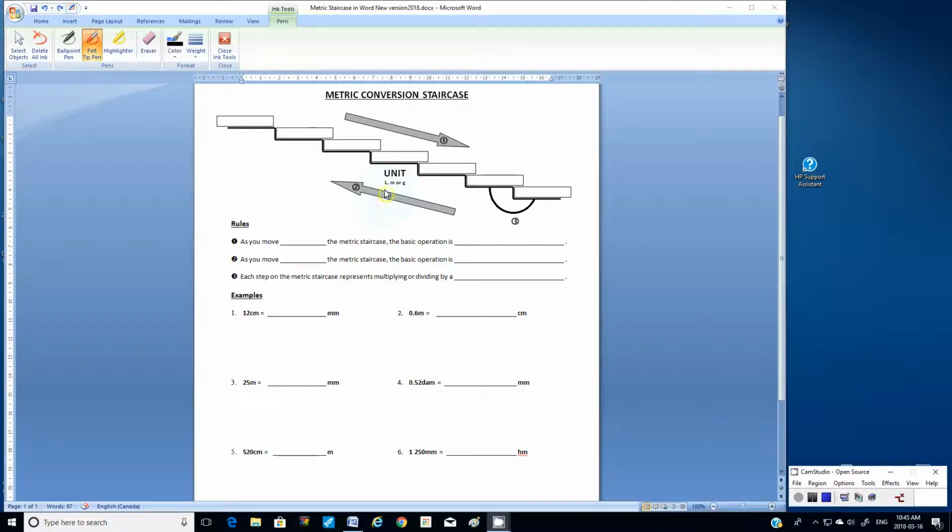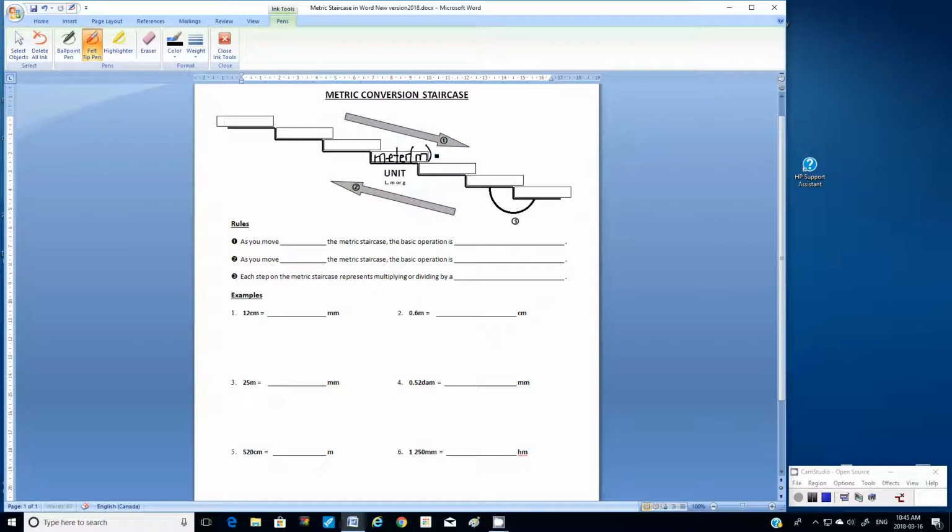It depends on whether we're talking about volume, distance, or mass. So let's start with distance. Okay, so in the unit box, let's begin with meter, and then let's not forget the symbol for meter, and that is just an M.